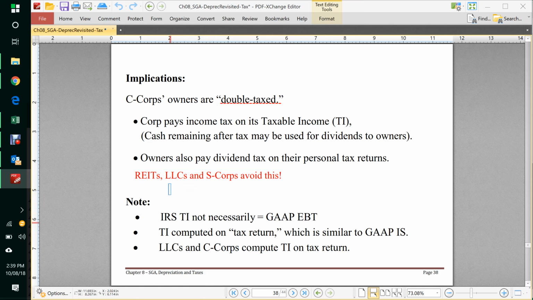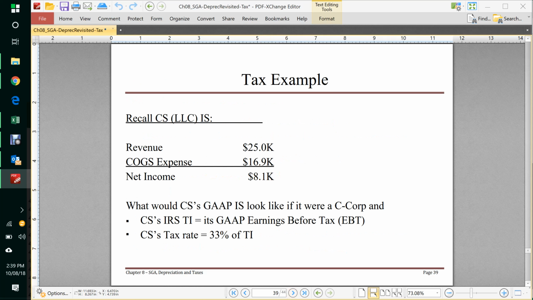A few things to note. Taxable income is not necessarily the same as earnings before tax. We're going to leave that to an advanced tax class. Taxable income is computed on what's called, of course, we know, your tax return, which is very similar to a GAAP income statement.